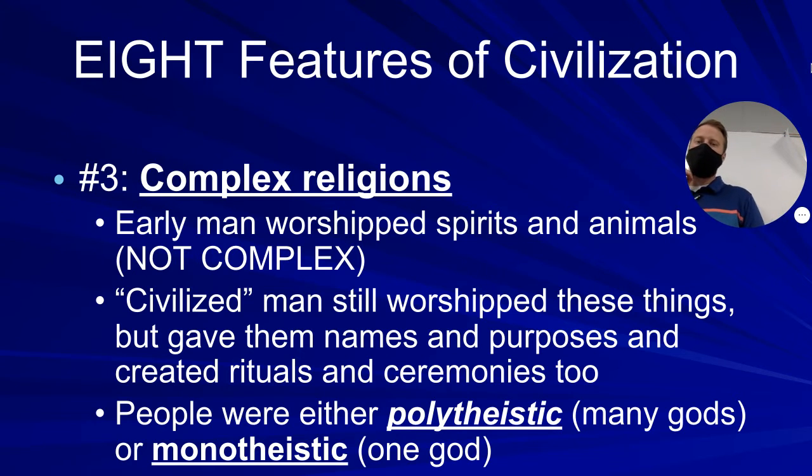So the real big idea here is that they begin to have rituals and ceremonies that lead to government decisions, and these different civilizations will begin to develop polytheistic religions, many gods, or monotheistic religions, one God.